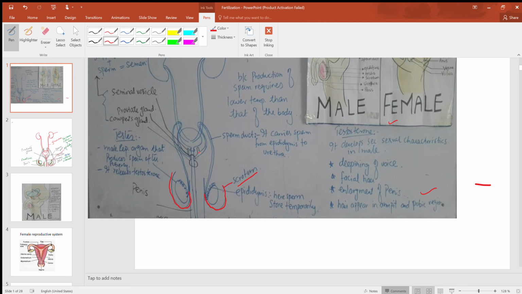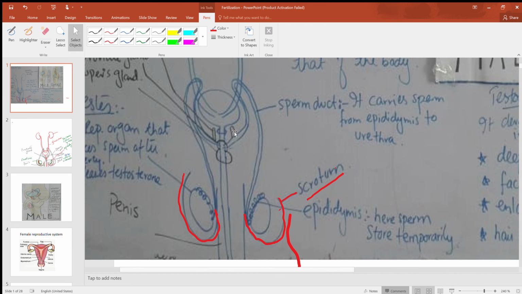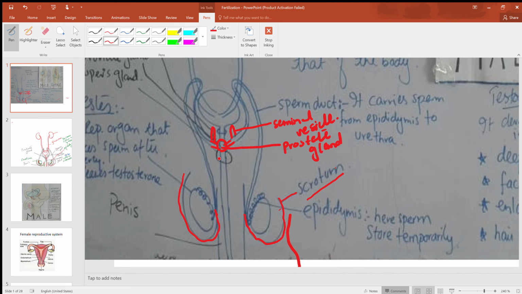Now, observe it closely. Just before it joins the urethra, a pair of glands opens into it. This pair of glands is known as the seminal vesicle. This is not included in your syllabus. Where the sperm duct joins the urethra, a gland opens into it, which is known as the prostate gland. The prostate gland is part of your syllabus. Just beneath the prostate gland there lies another gland, whose name is Cowper's gland.